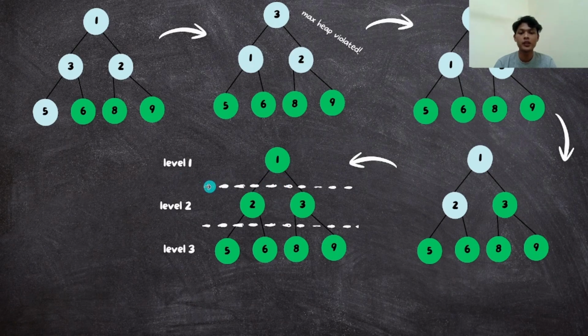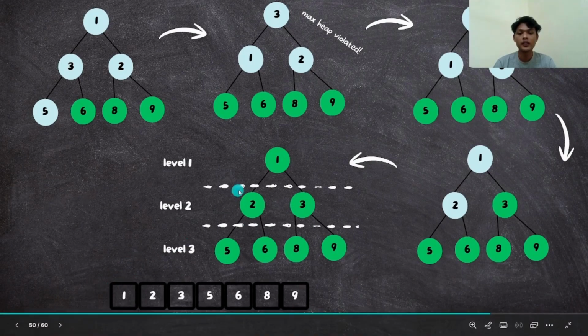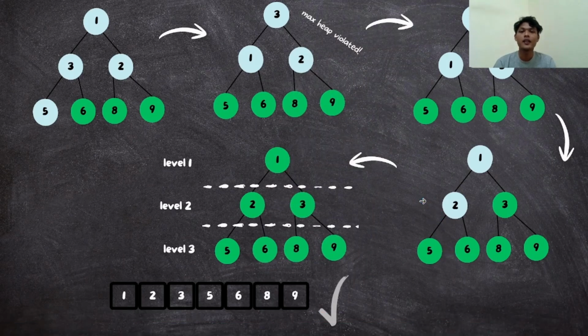So you guys remember we set it to the levels, and from left to right, we sort it: 1, 2, 3, left to right, left to right. So this is our sorted array, and then there you have it. You have done heap sort. That's all from me. Thank you.